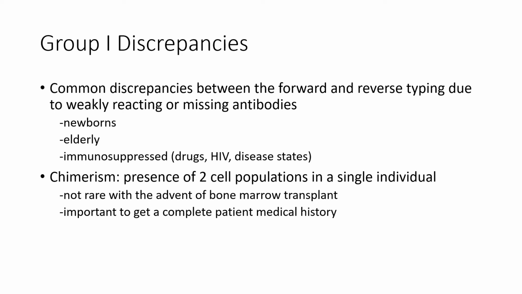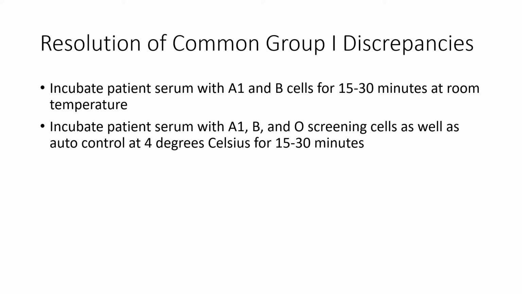A more unusual case would be if the person had two cell populations, their own plus those from a marrow transplant. The person will not create antibodies that react with either population. Reviewing the patient history is important in these cases. To resolve a type 1 ABO discrepancy, you will incubate the patient's serum or plasma with A1 and B cells for 15 to 30 minutes at room temperature.